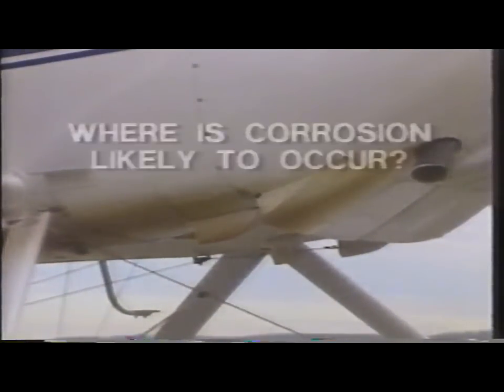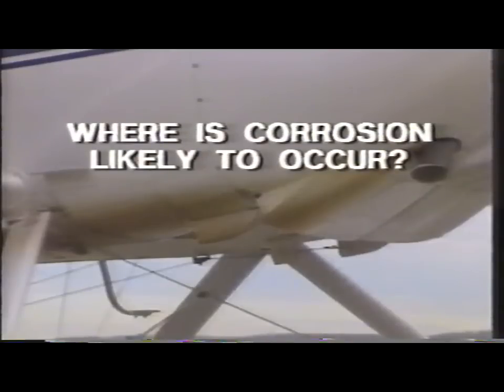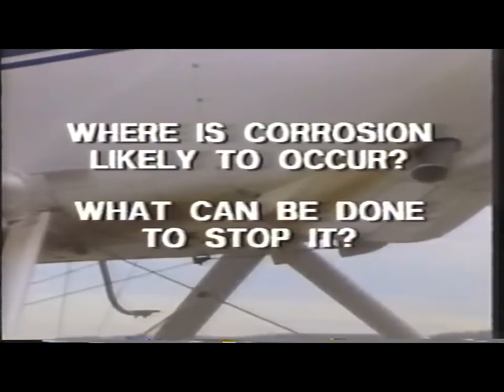Okay, let's get started. This is a typical exhaust trail area from an aircraft. Where is corrosion likely to occur, and what can be done to stop it?